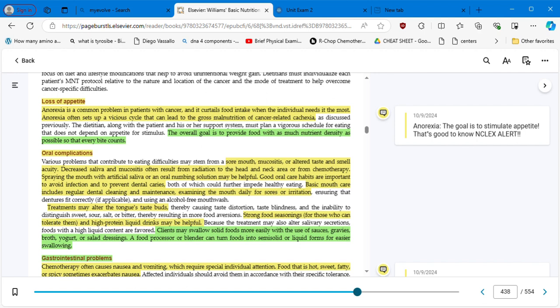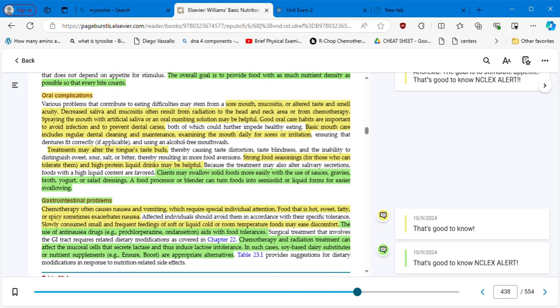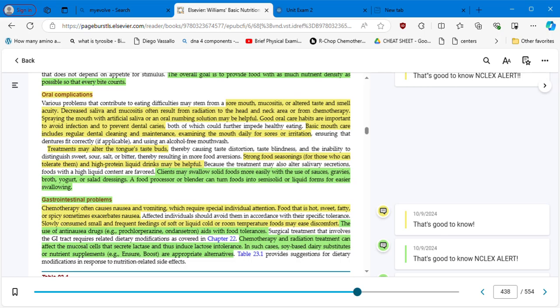So it's nutrient density. Oral complications. So sore mouth, mucositis, altered taste, and smell acuity. Decreased saliva and mucositis often result from radiation to the head and neck area or from chemotherapy, right? And this is very common. After chemotherapy, this is very common.